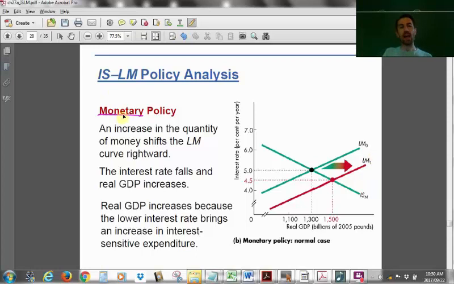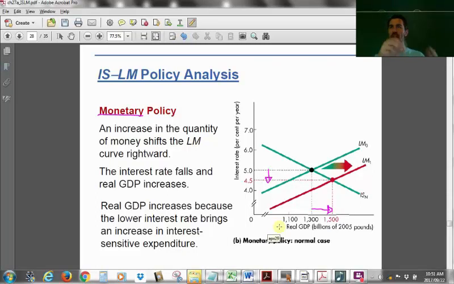So when we have monetary policy that shifts the LM curve to the right, what happens to the interest rate? The interest rate decreases. What happens to our level of GDP? Our level of GDP increases. Do you think this is called expansionary monetary policy or contractionary monetary policy? It is called expansionary monetary policy. Okay? So the central bank, the Reserve Bank, increases money supply.